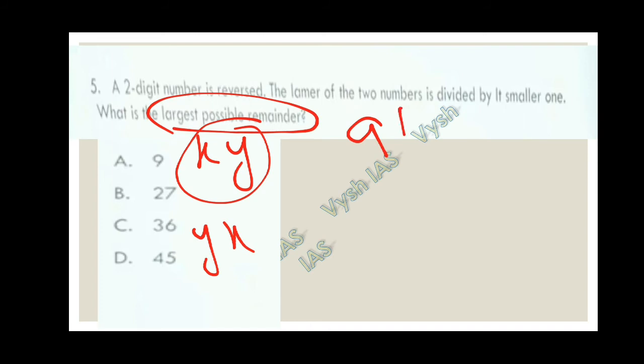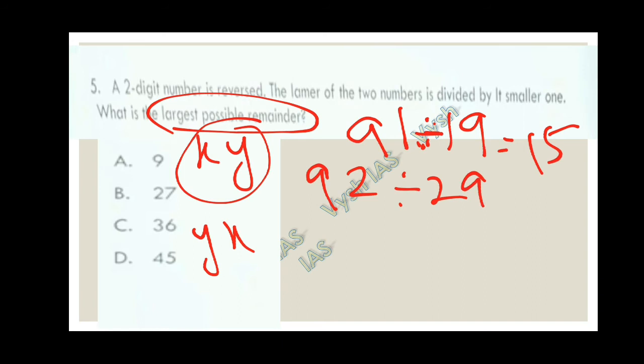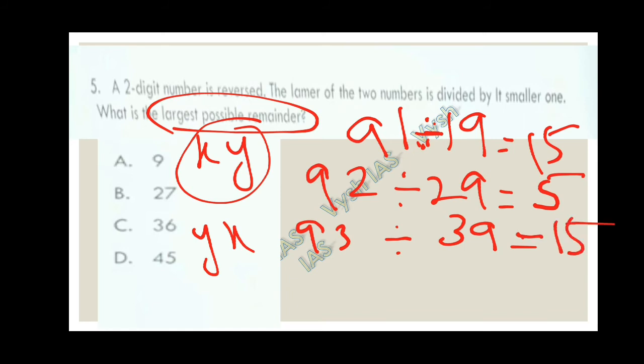So the minimum y can be 1. Take 91 divided by 19. The remainder will be 15. Coming to the second case, 92 divided by 29, the remainder will be 5. Then 93 divided by 39, the remainder will be 15.